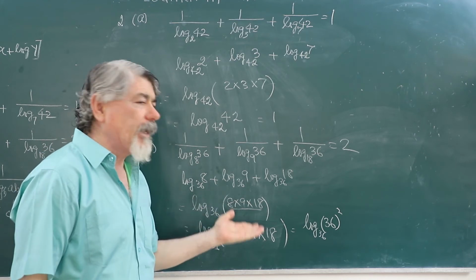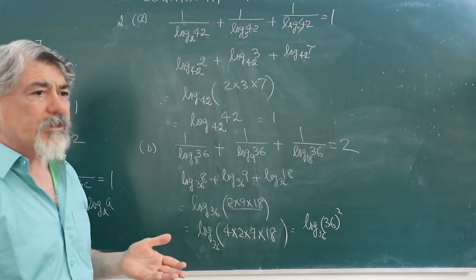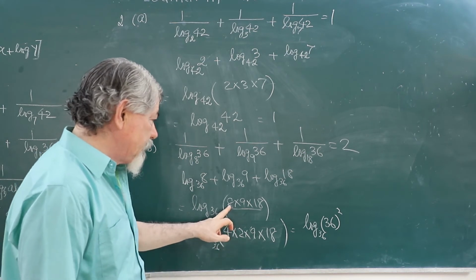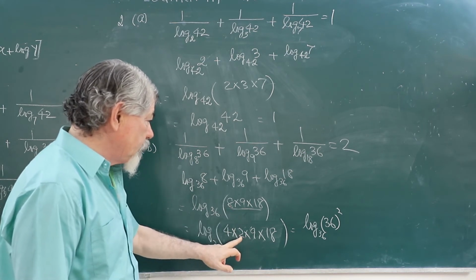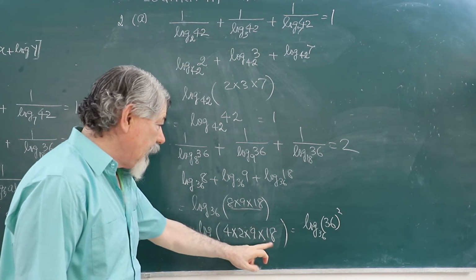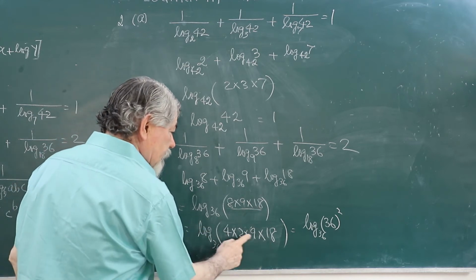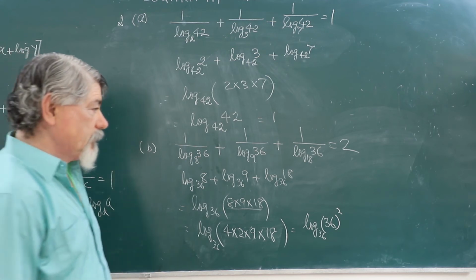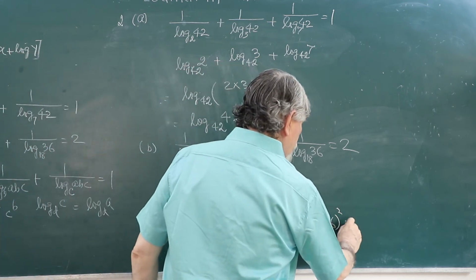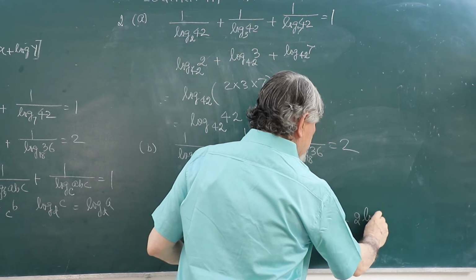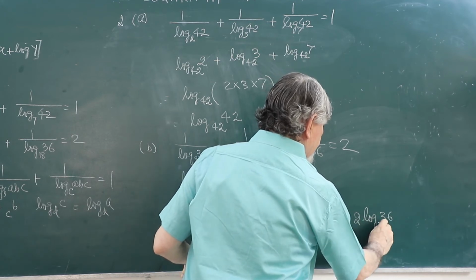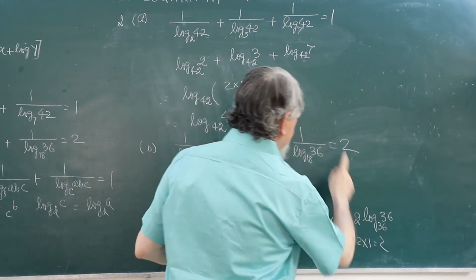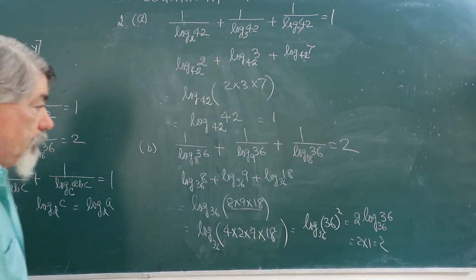Instead of multiplying them and then finding the square root of that number, it is easier to think this way. I wrote 8 as 4 into 2, 9, and 18 I left as is. 18 twos are 36, 9 fours are 36. That means it is 36 into 36, so I wrote 36 to the power 2. It will become 2 log 36 to the base 36. So 2 into 1 is 2. That is what the answer is.